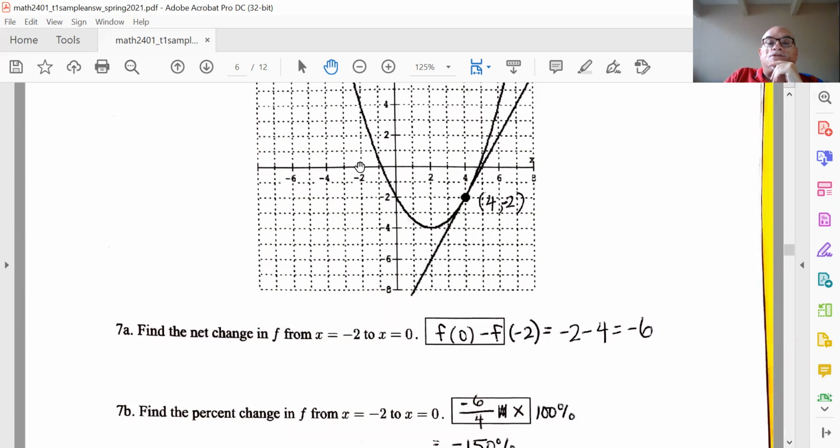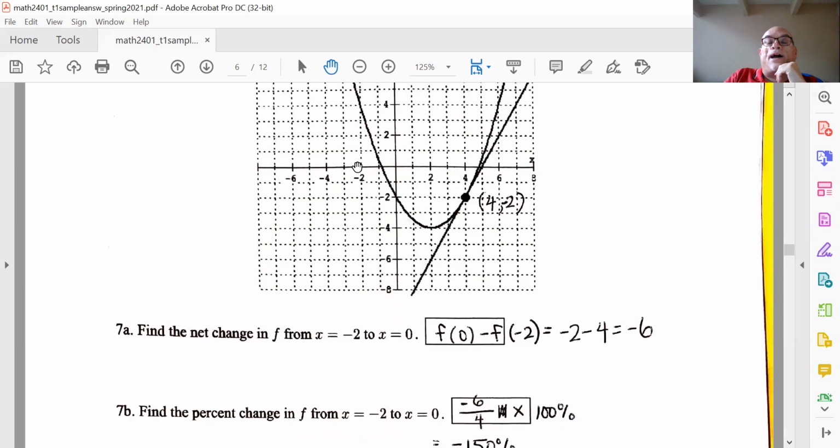There's minus 2. So f of minus 2 is up here at 4. So f of minus 2 is 4. You're subtracting, right? This minus sign and this minus sign are the same. So you have negative 2 minus positive 4, because f of minus 2 is positive, and you get negative 6. See, that makes perfect sense, right?